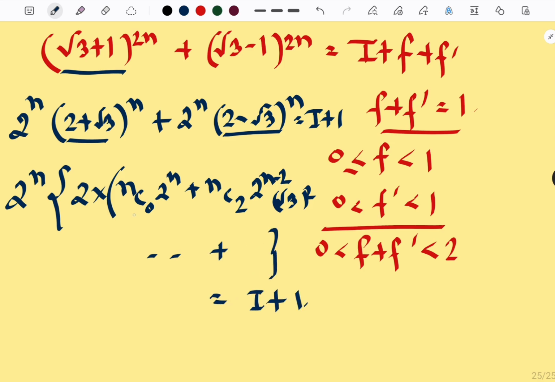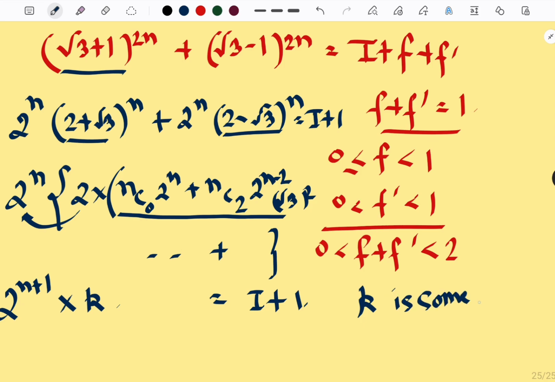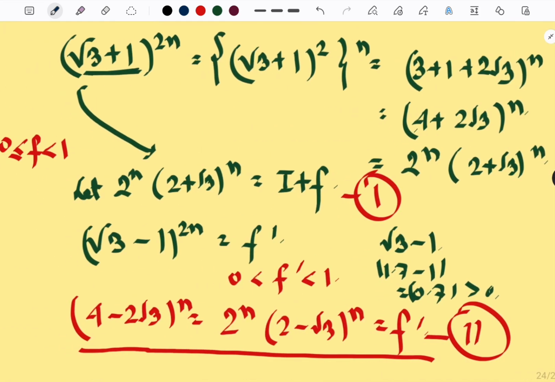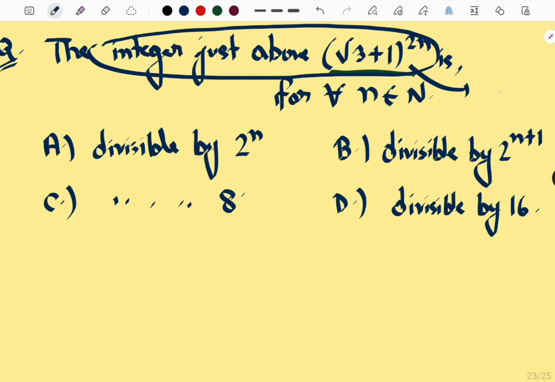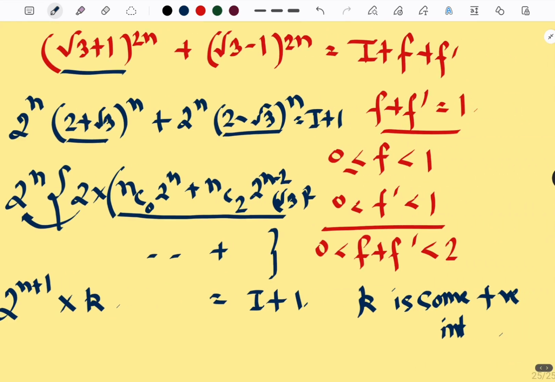Now let's say this has some integer. So what will be the value? 2^(n+1) into k is equal to I + 1, where k is some positive integer. Now what was the question? The question was the integer just above this. Now this has some integral part I, so the integer just above this will be I + 1, whose value we have to find out. I + 1 is equal to 2^(n+1) into k. So obviously this is divisible by 2^(n+1).